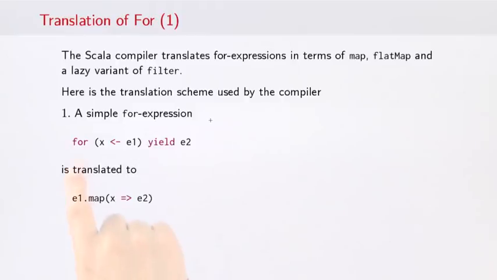The first one applies to for expressions that consist of a simple generator, written with a left arrow here. So you have for x taken from some expression e1, yield some expression e2. And that's translated into a simple call of map. So it would be translated to e1.map, and then you have the closure that takes x as an argument and gives you back the expression e2.